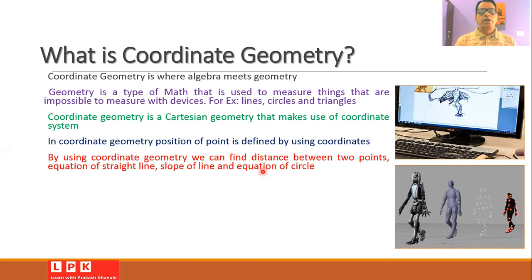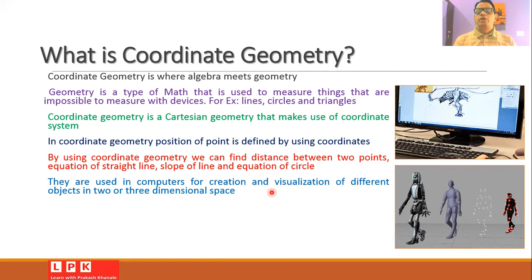By using coordinate geometry, we can find the distance between two points. We can find the equation for the straight line. It is also possible to find the slope of the line, and we can also find the expression for the circle. The expression for the circle or for the straight line is nothing but an algebraic way of describing the line or the circle.